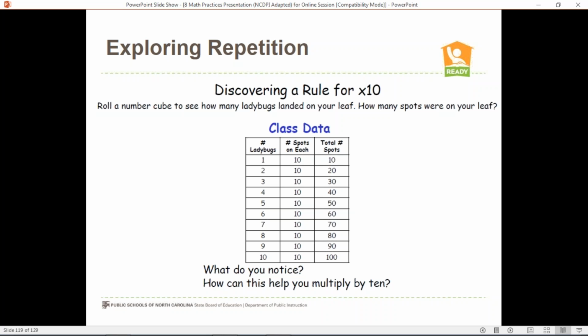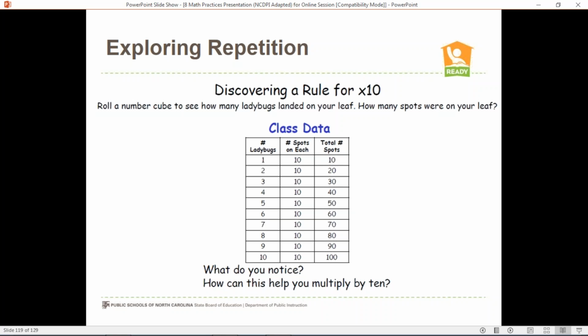So as we explore repetition, what does that look like as we get a little bit further up in our thinking? We take a task like this. We're looking to figure out what is our rule for multiplying by 10, obviously, as opposed to "when I multiply by 10, just add 0 to the end." But what is a rule for multiplying by 10, and why does it work that way? So we're going to roll a die or a number cube to see how many ladybugs landed on your leaf and how many spots are there. So I roll this die and I get 6, or I roll 2 dice if you want to do it that way to get to the bigger numbers, and I get 8.